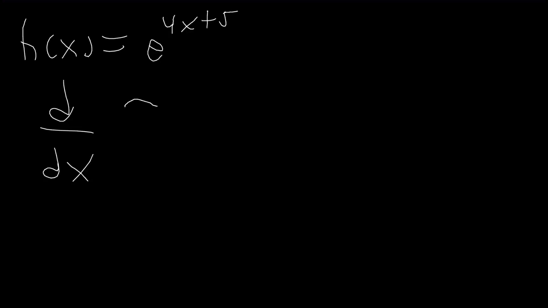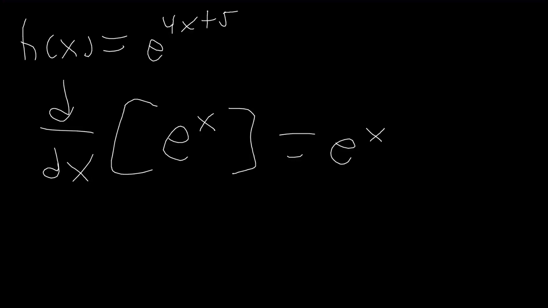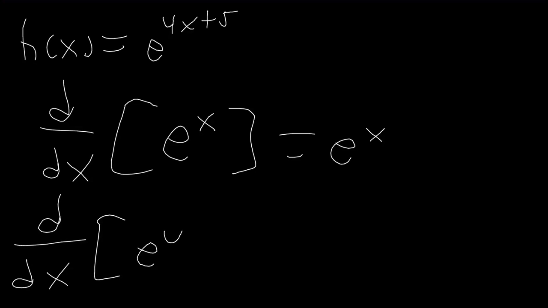Now let's find the derivative of h of x equals e to the 4x plus 5. So what we have to remember here is the derivative of e to the x is just e to the x. And applying that to the chain rule, the derivative of e to the u, where u is an inner function, is going to be e to the u times u prime, the derivative of u.